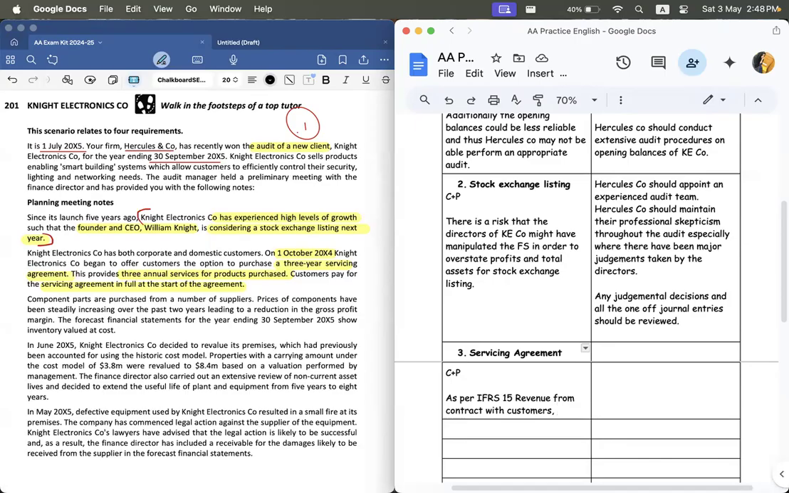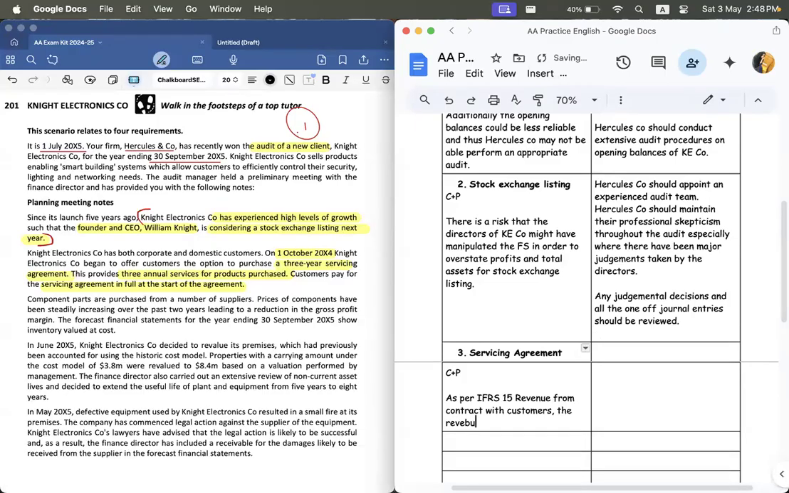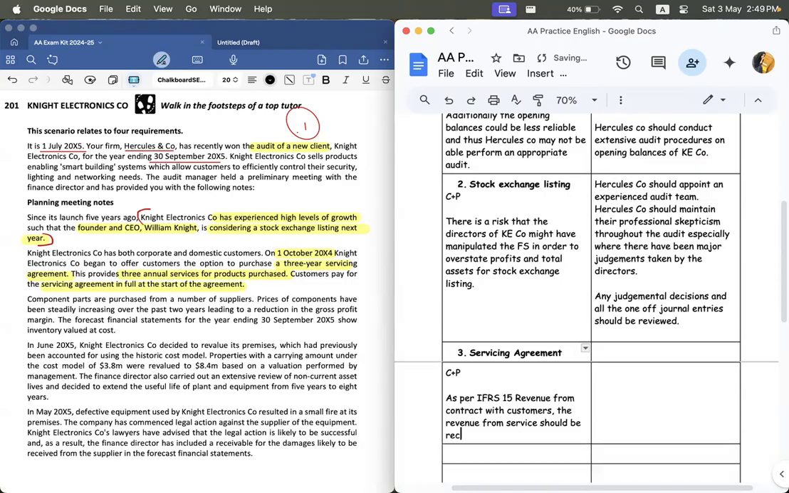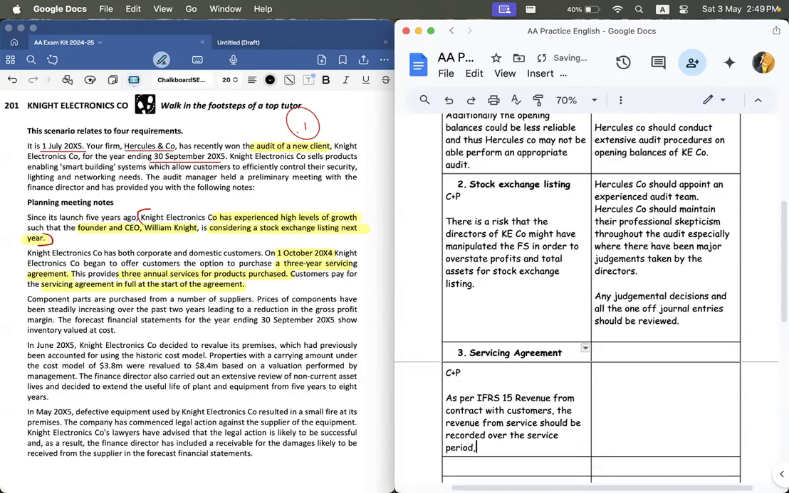Understood? So as per IFRS 15 revenue from contract with customers, the revenue from service should be recorded over the service period, when the performance obligation is met. So that is the standard.